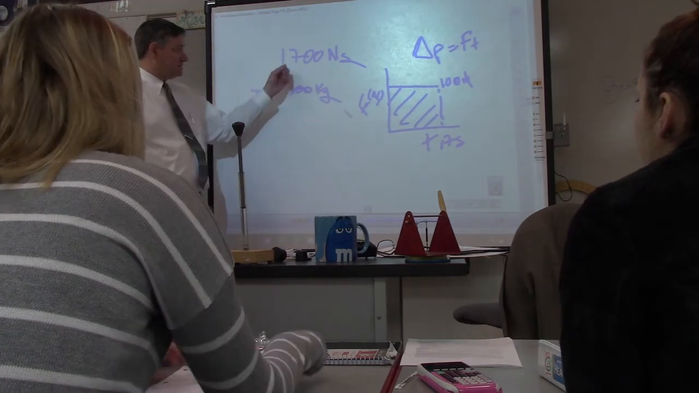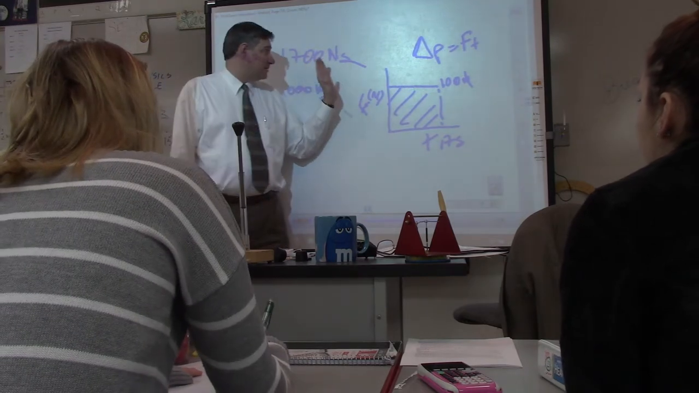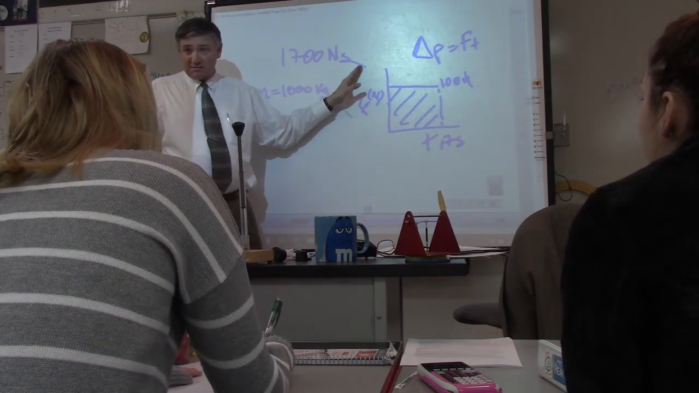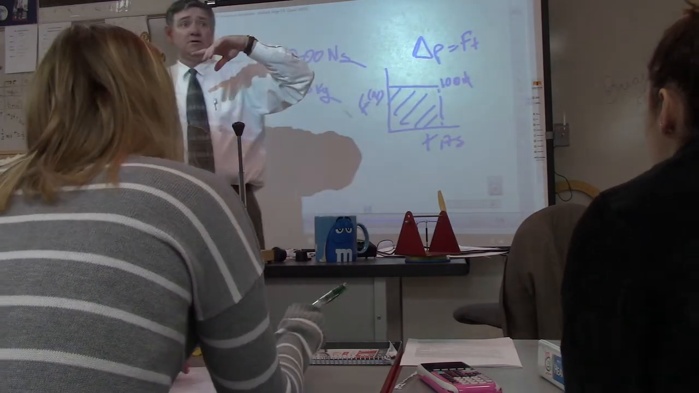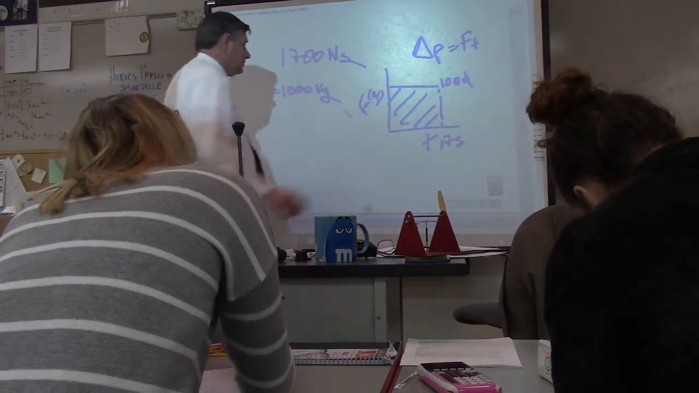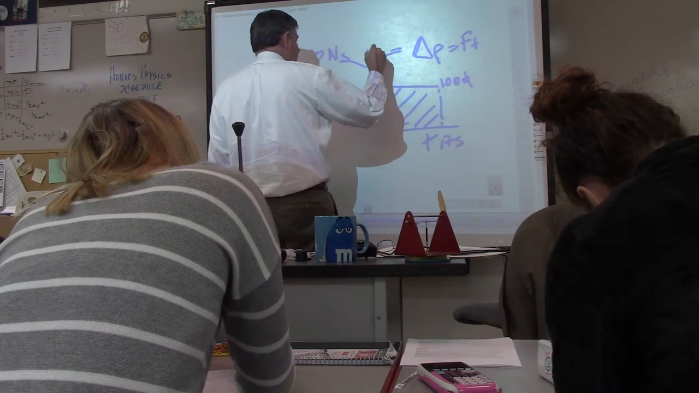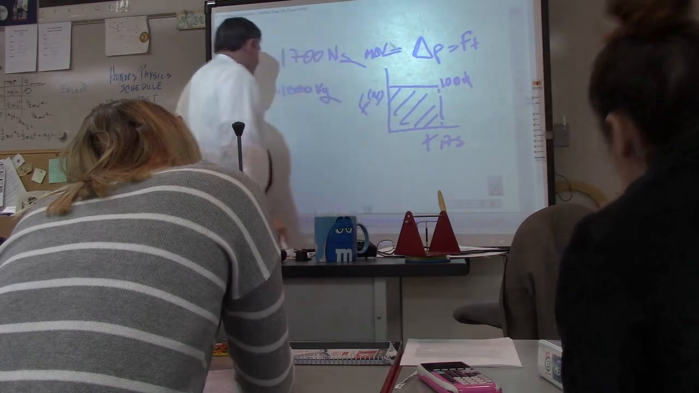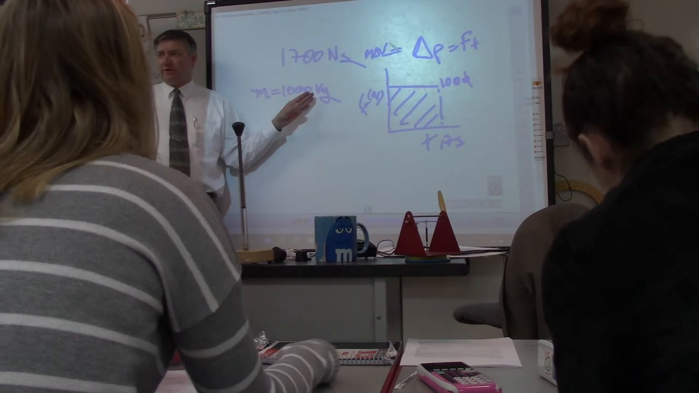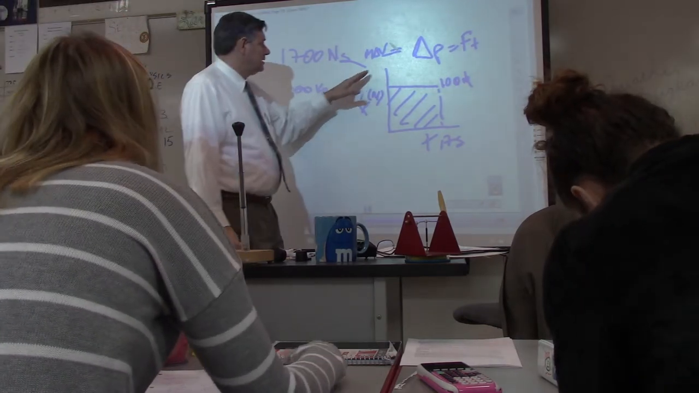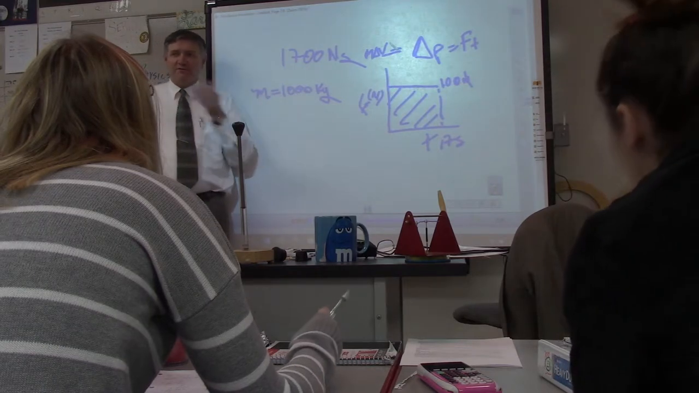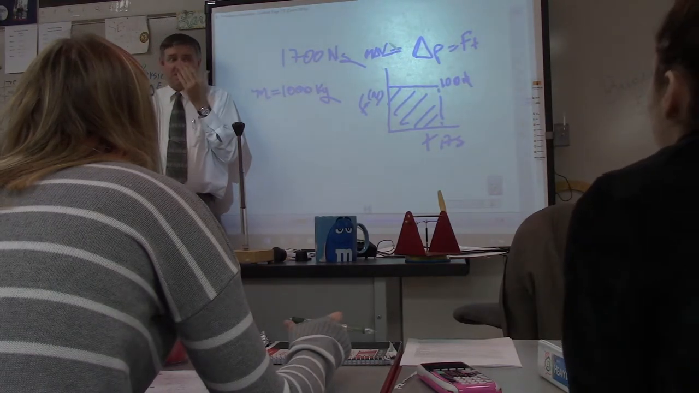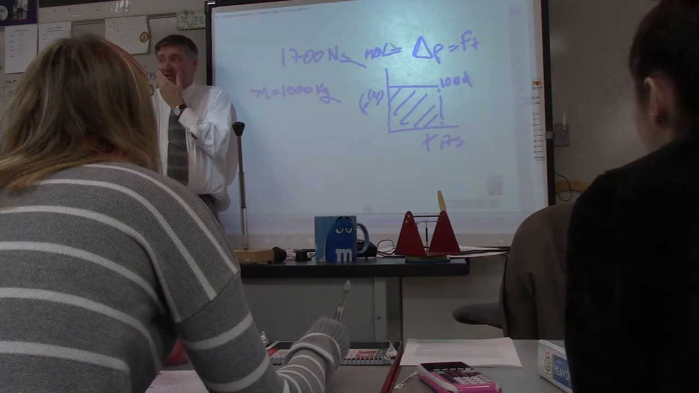So here's my change in momentum: 1,700 newton seconds, right? Change in momentum equals force times time, but what else does it equal? Mass times change in velocity. That's kind of cool, right? If I know my mass is 1,000 kilograms and my change in momentum is 1,700 newton seconds, what can I figure out? Change in velocity.